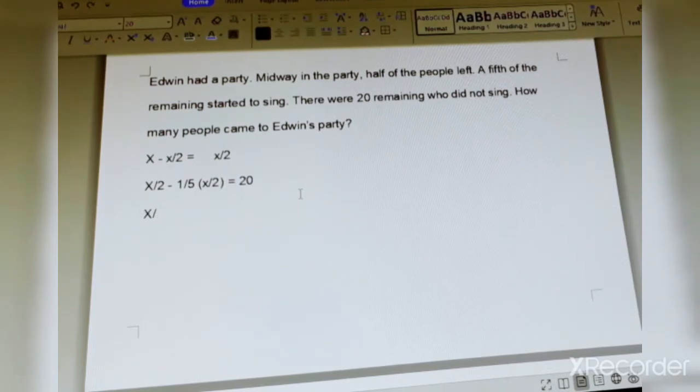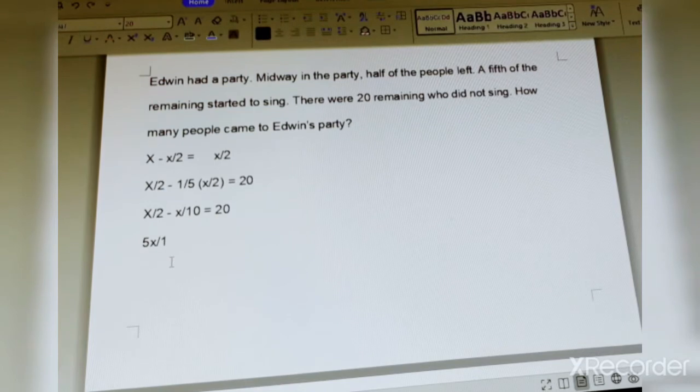So X over 2, let us simplify. 1/5 times X over 2 is 1 times X, so it's just X, over 5 times 2, since this is only multiplication of fractions. So 5 times 2 is 10. Just multiply the denominator to the denominator. Then our denominators are 2 and 10, so we get the LCD as 10. So 10 divided by 2 is 5 times X is 5X over the LCD.